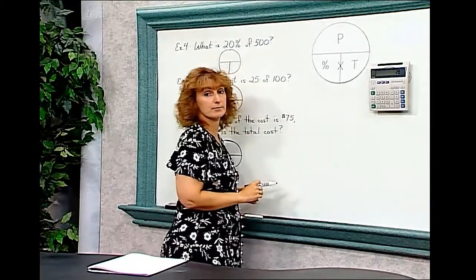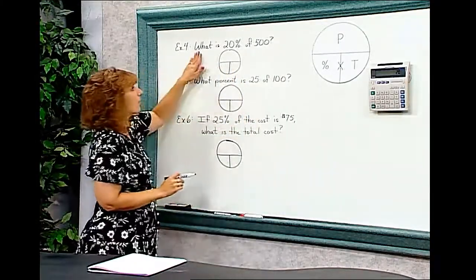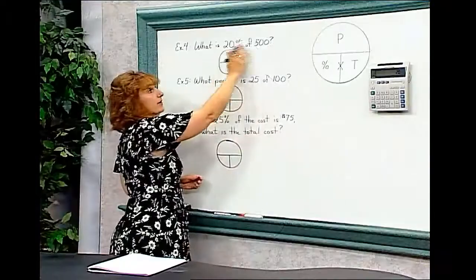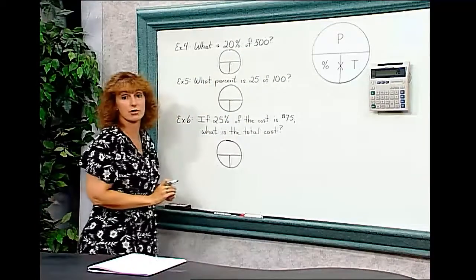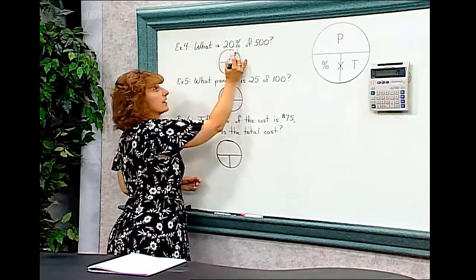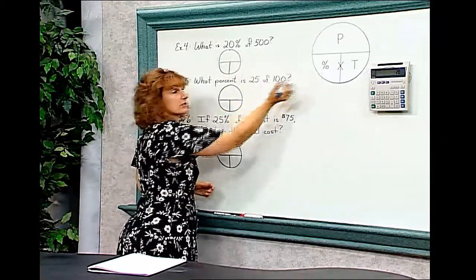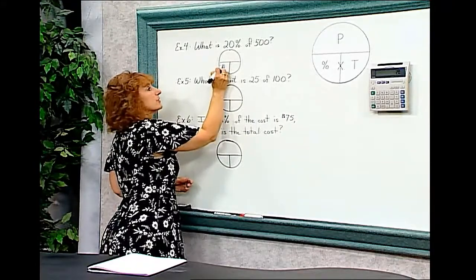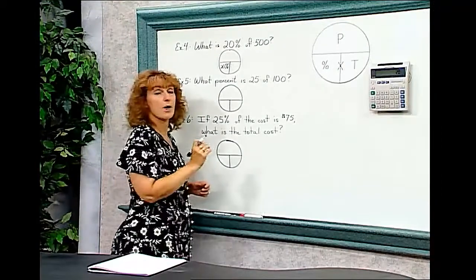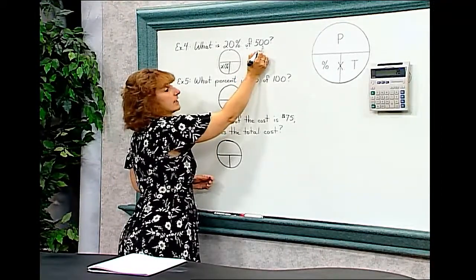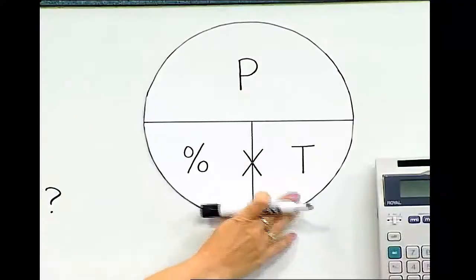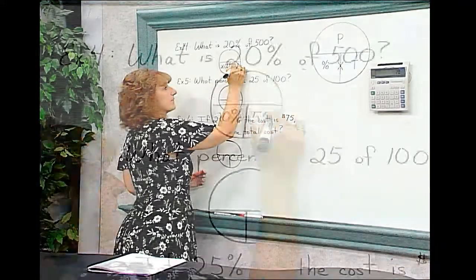Let's look at our first example to show you how. What is 20% of 500? I need to decide where these numbers would go in my percent circle. The first thing I always look for is the number with the percent symbol. The number with the percent symbol is always the percent. So I'm going to put 20% in my percent circle there. The number after the word of is always my total amount. Of 500 means my total is 500.